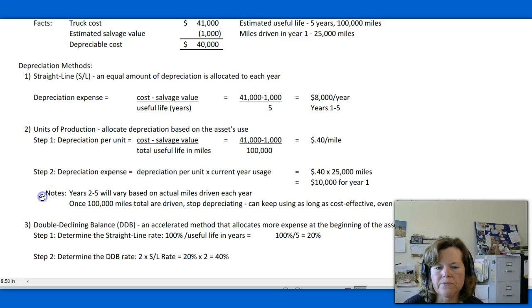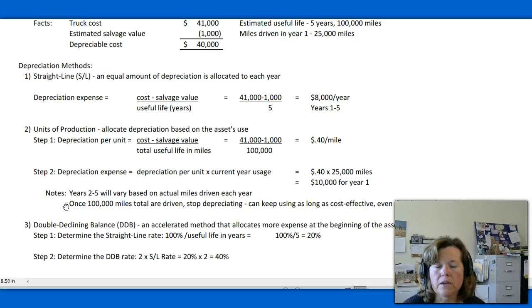Some important notes here. Years 2 through 5 will vary based on the actual miles driven each year. You may not drive it at all in year 2, and your depreciation expense will be 0. Then you start driving it again in year 3, you would calculate your depreciation expense. So it's volume driven. Once 100,000 miles total are driven, you stop depreciating the asset.